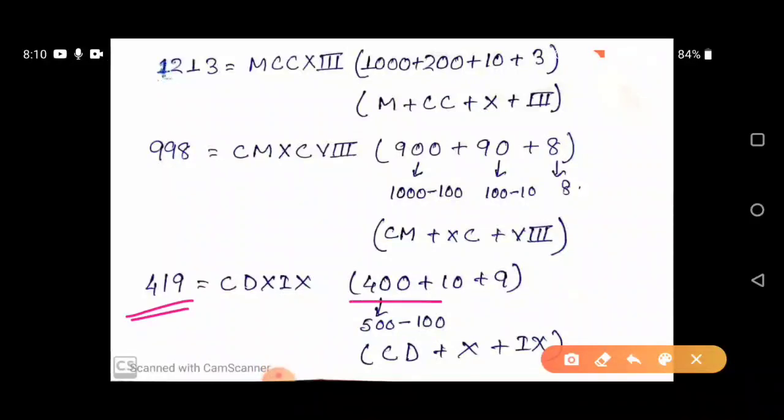The next number is 419. 419 can be written as 500 minus 100. So 500 minus 100 can be written as CD. Here value of C will be subtracted from value of D. And 10 can be written as X and 9 can be written as IX. So 419 can be written as CDXIX. So these are some examples of Roman numerals.